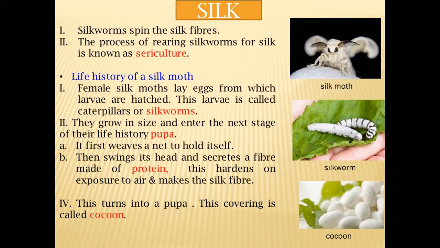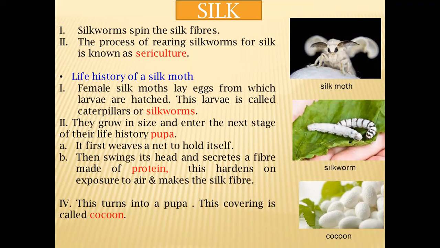As you know, they grow in size, and I'm going to explain this in detail in the next slides, but first they grow in size. They eat enormously day and night and grow in size and meet the next stage of their life history, pupa. It first weaves a net to hold itself, and then swings itself in all directions and secretes a fiber. Remember this, children.